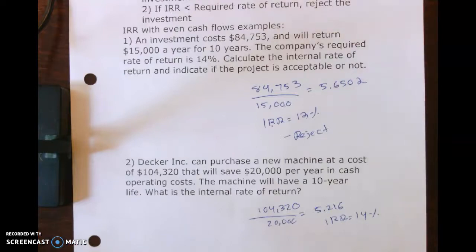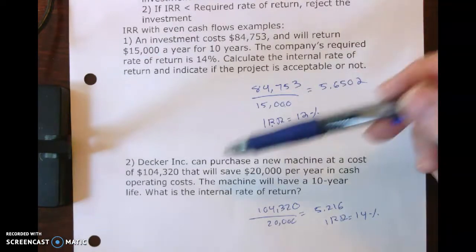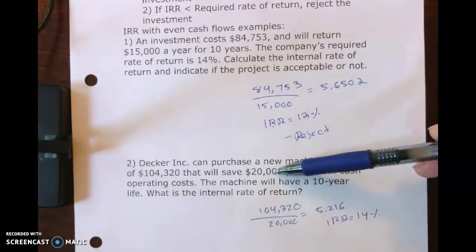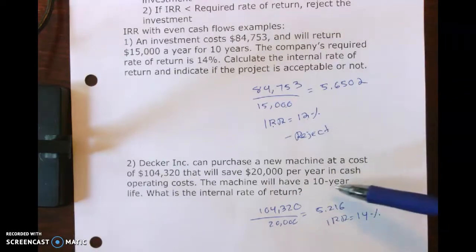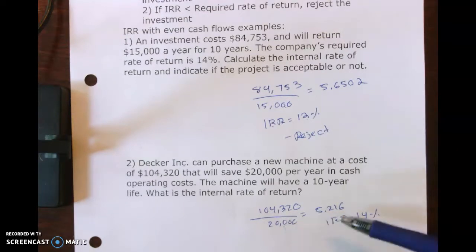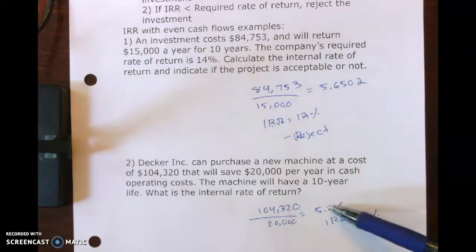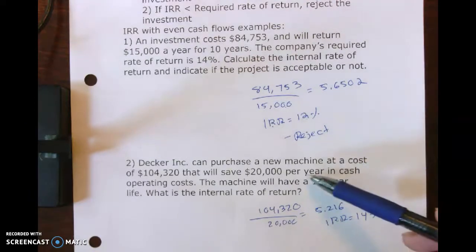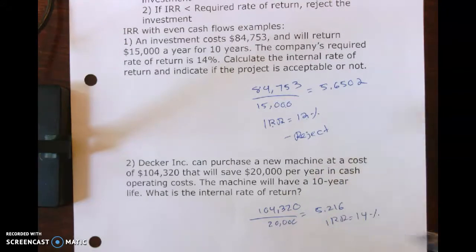Okay, so looking at this problem right over here, our company can purchase a new machine at a cost of $104,320, and it saves $20,000 a year. So this is our annuity amount, okay? The machine has a 10-year life, and so what we do is we take the initial outlay divided by the annuity amount. This gives us our factor. We look up 10 years in the present value of an annuity table and find this factor, and then you look up towards the top to find the column, and you would have the internal rate of return equal to 14%. In this problem, we're not given the required rate of return, so we don't know whether we should accept it or reject it.